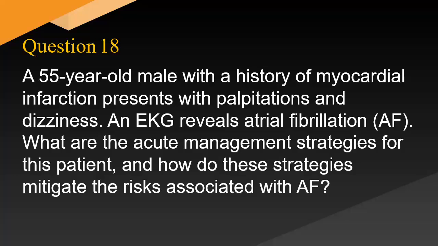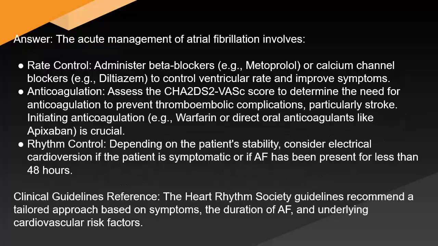A 55-year-old male with a history of myocardial infarction presents with palpitations and dizziness. The EKG reveals atrial fibrillation (AF). What are the acute management strategies for this patient and how do these strategies mitigate the risks associated with AF? Answer: the acute management of atrial fibrillation involves rate control, administer beta blockers, e.g. metoprolol, or calcium channel blockers, e.g.